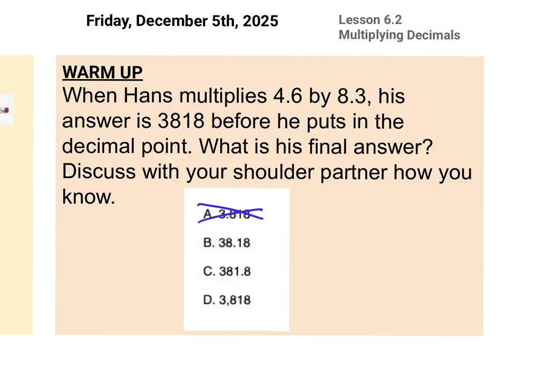381. Let's think. What's 4 times 8? 32? Is it going to be in the hundreds? No. And then is it going to be in the thousands? No. Right there, just by eliminating answers that don't make sense, the only one left that's close to our answer would be 38 1800ths.